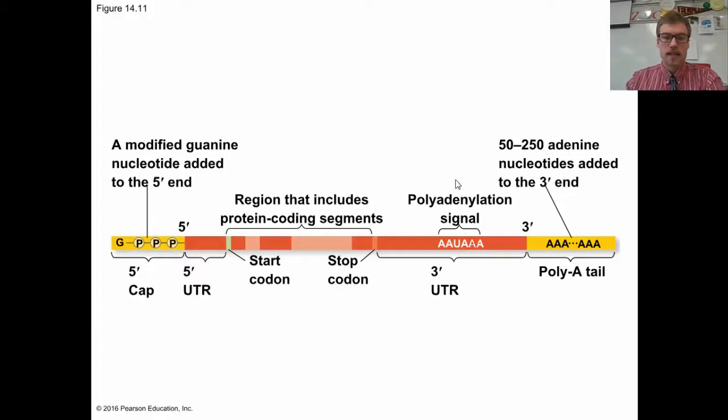Here is that polyadenylation signal that you can see here, and there are these regions before and after the start and stop codons that are called the UTRs, and those are just areas that provide a little bit of buffer on either end in case something were to go wrong.